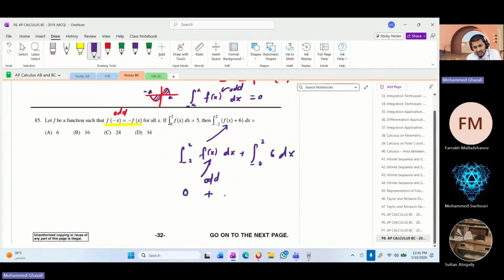Good. This is 6x evaluated from negative 2 to 2. So 6 times, put 2 here, you get 2 minus negative 2, which is plus 2. What's the answer? 24. 24, 6 times 4. Nice. Yeah, that's it. Easy.